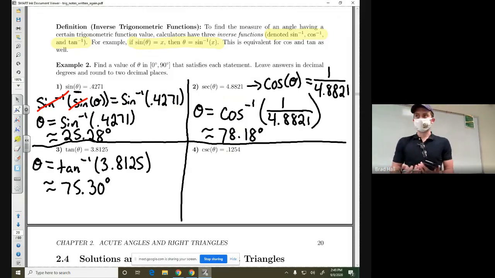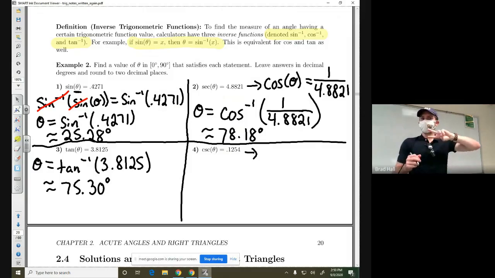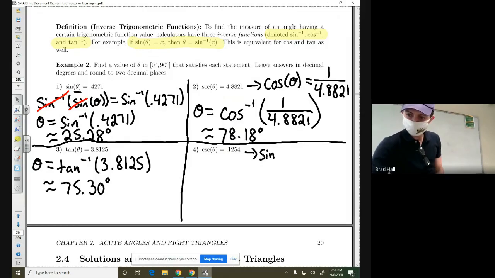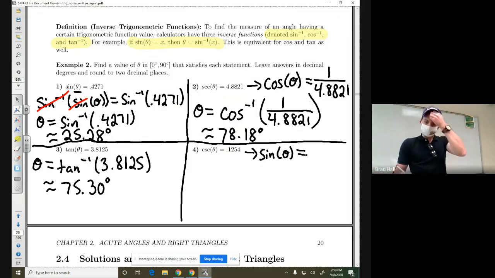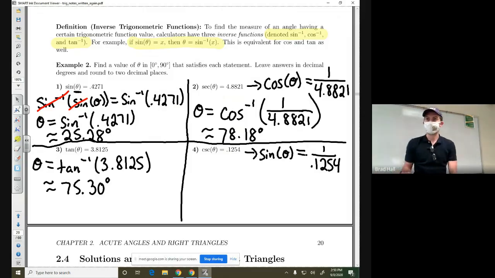Problem 4 is pretty similar to problem 2. The issue arises that cosecant does not have an inverse button on the calculator, so we want to rewrite it as a trig function that is on the calculator. Naturally, if you reciprocate cosecant, it's just sine. So you could flip cosecant to make it sine, and equivalently, you can flip the other side to make it 1 over that initial value. And you apply the inverse function the same way.